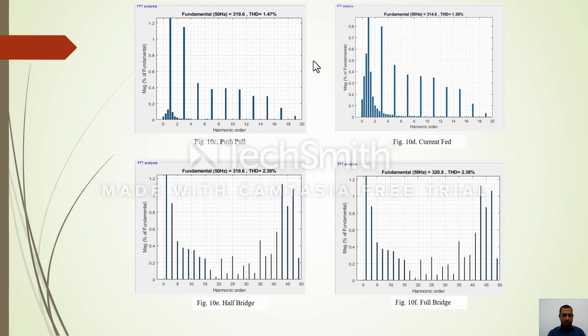Figure 10D shows the spectrum THD of current-fed is 1.26% THD. Figure 10E shows the spectrum THD of half-bridge is 2.39% THD, and Figure 10F shows the spectrum THD of full bridge is 2.38% THD.